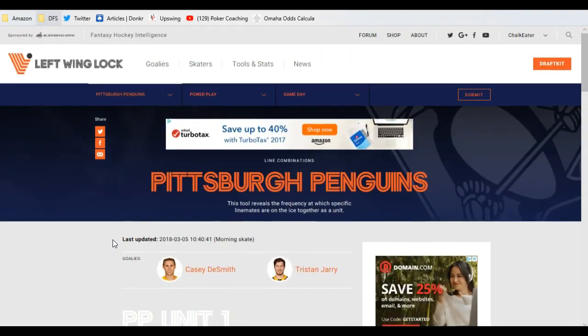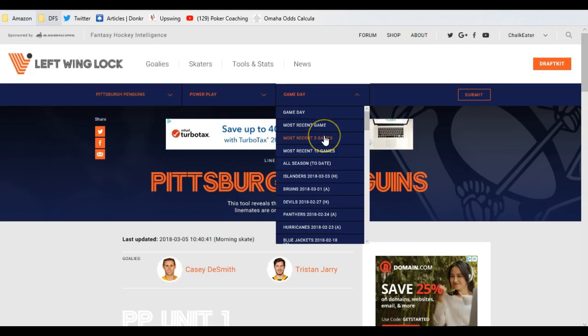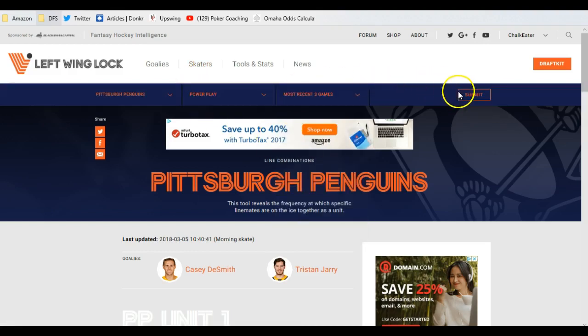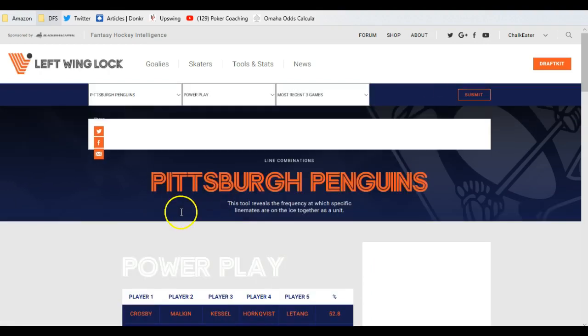But if you really want to know, change game day to the last 3 games. If you've seen a line change, 10 games doesn't help you much. You want to know what's recently happened. How did this affect things today? Don't go by just that first page that I just showed you. Change it to the most recent 3 games, power play unit, and hit submit.